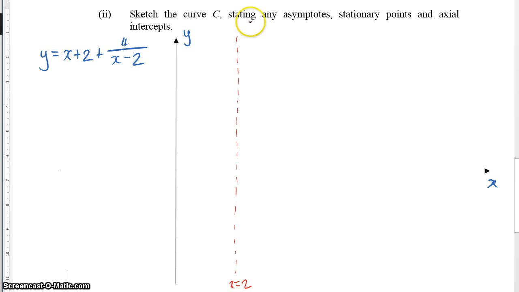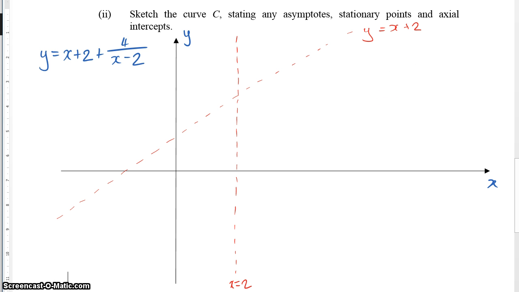What about an oblique asymptote? Well, as x gets very, very large, this 4 over x minus 2 doesn't matter. I start having just y equals x plus 2. So that's going to look something, and I apologize in advance, it will look something like this. And this is the oblique asymptote, y equals x plus 2. Okay.